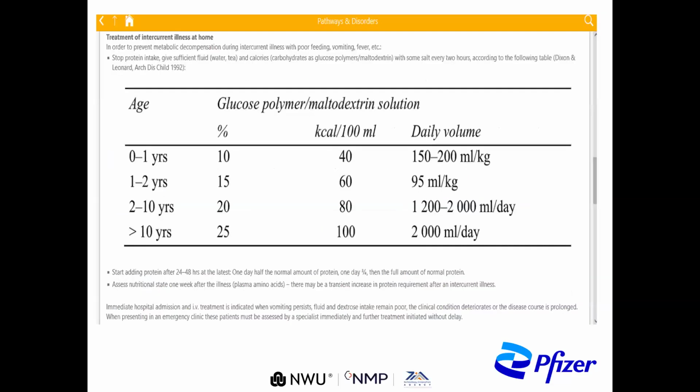It also gives you a summary of how patients can be treated at home during intercurrent illness. This usually involves the following. Protein intake should be stopped. Sufficient fluid and calories should be given every 2 hours according to the table on the screen. It also states when protein can be added and at what amount. However, if vomiting persists or fluid and dextrose intake remain poor, patients should be hospitalized immediately.